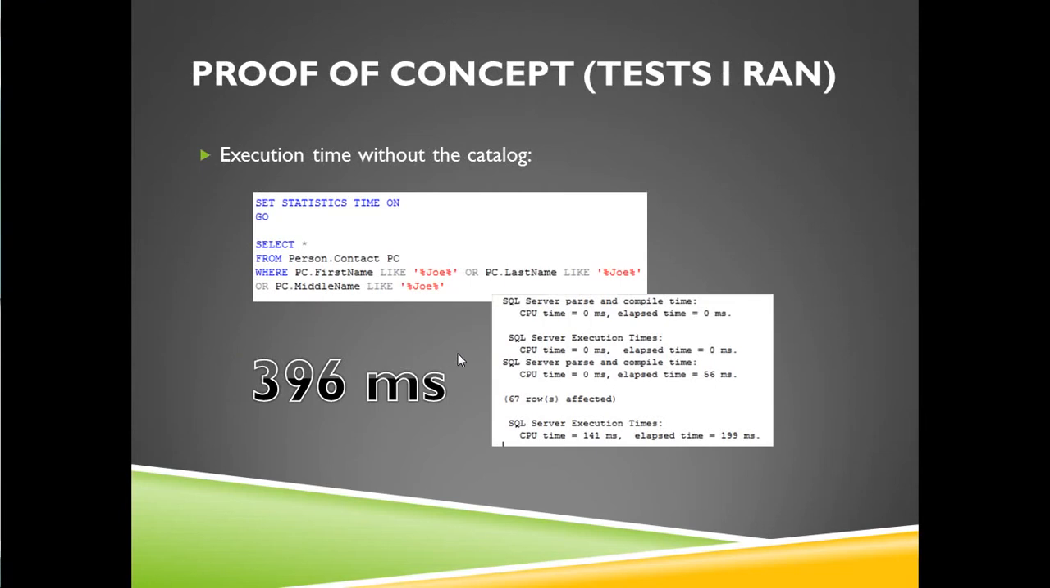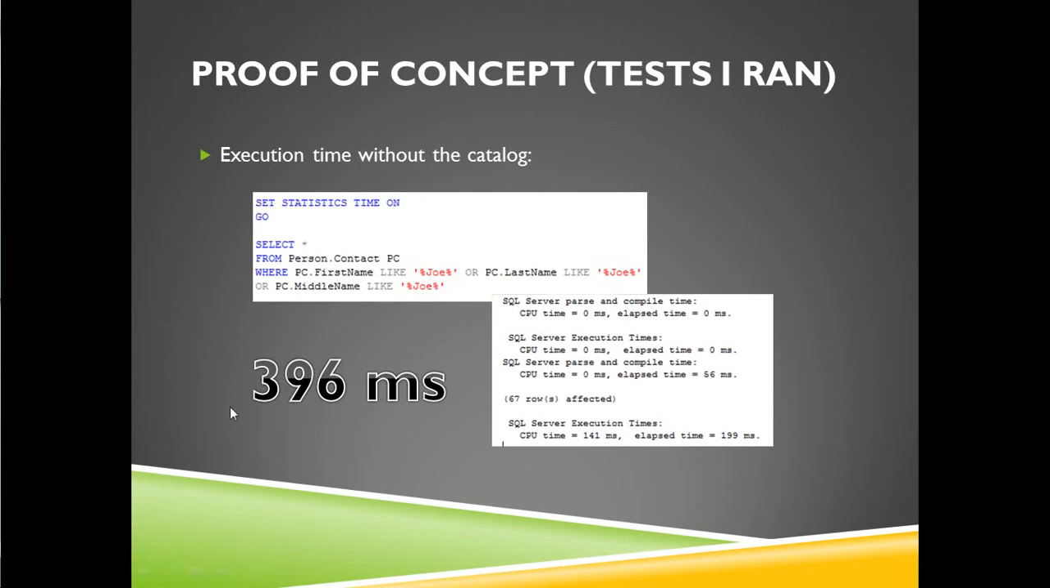Okay, so now I ran proofs of concept, right? This was kind of funny. So this is the same query. All the queries that I'm showing now are the same queries run on one table. So here I'm using AdventureWorks as an example database, and I was looking at the pc.firstname like Joe. As you can see, I'm looking for any word in first name that has Joe, in last name that has Joe in it, or the middle name that has Joe in it.